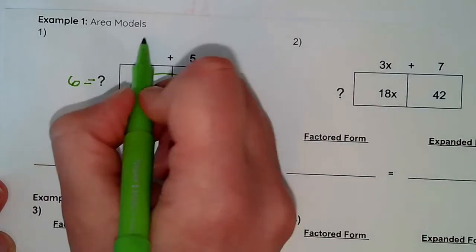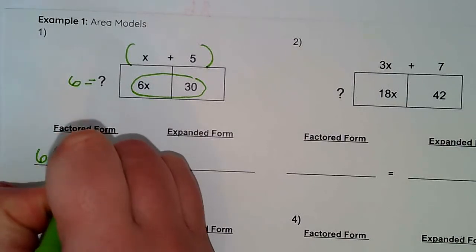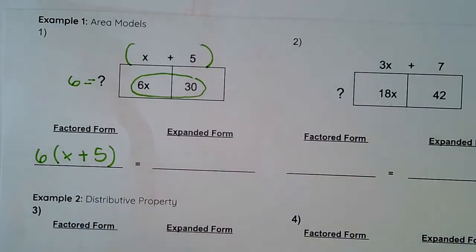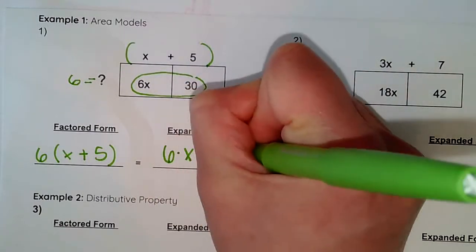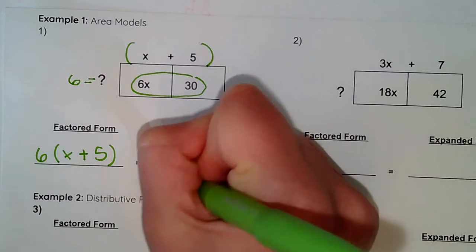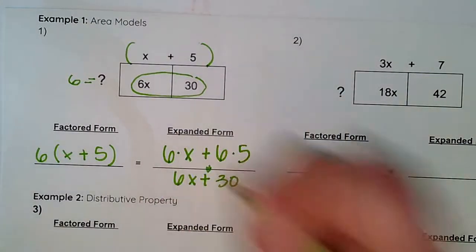So if I have this in parentheses, I'll have 6 times x plus 5. So that, let's see if that's what simplifies down to. 6 times x plus 6 times 5. 6x plus 6 times 5 is 30.